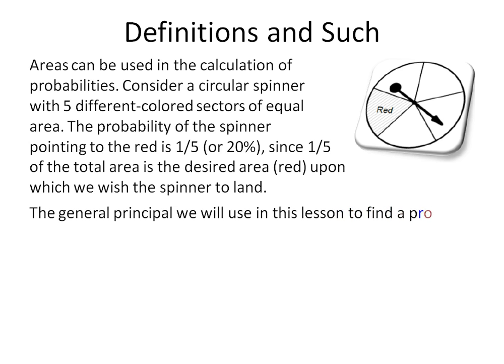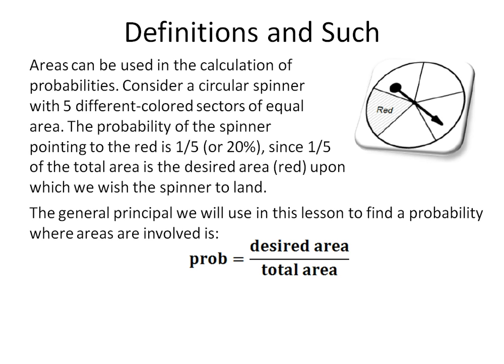Okay, the general principle we will use in this lesson to find a probability where areas are involved is this. The probability is equal to the desired area of what you want to have for your outcome divided by the total area that's involved.